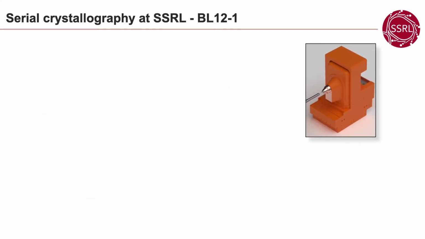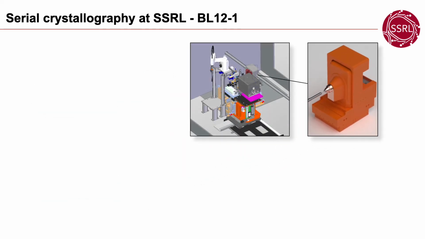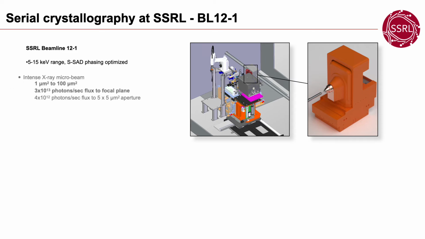At SSRL Beamline 12.1, the goniometer is part of a state-of-the-art data collection system. The X-ray beam has a wide energy range that has been optimized for single wavelength anomalous dispersion methods. It is an intense microbeam with a high flux and a wide range of cross-sections, which enables users to collect data from a variety of diffracting volumes.